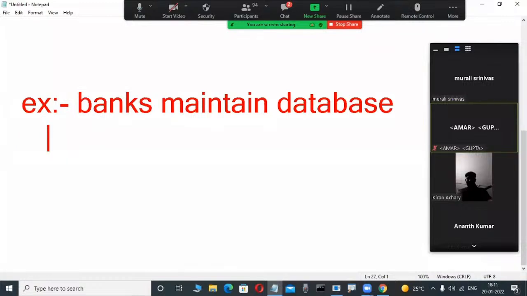Suppose telecom companies, so many examples are there, I'm just telling roughly for easy understanding. Telecom companies maintain databases. Suppose you make a call to your friend or anything. Where will those call details be stored? In a database.